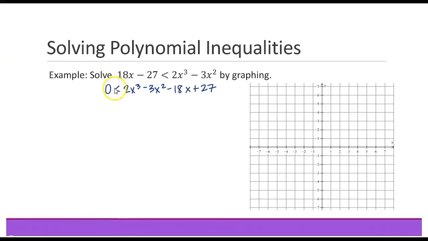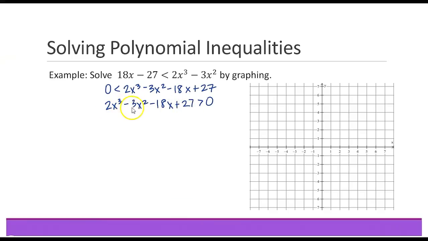But if we want the 0 to be on the other side, then what we'd have to do is think about it as 2x cubed minus 3x squared minus 18x plus 27. When is that greater than 0? Right, so we want the inequality, the shark mouth, to be eating the 2x cubed part. So we have to flip it if we want it to be on the left-hand side. Alright, so in order to graph it, we need to have it factored.